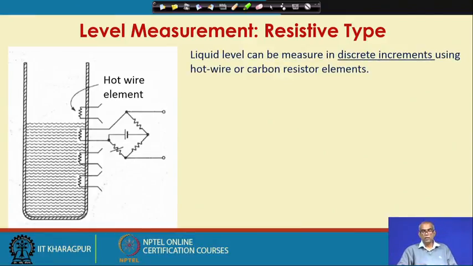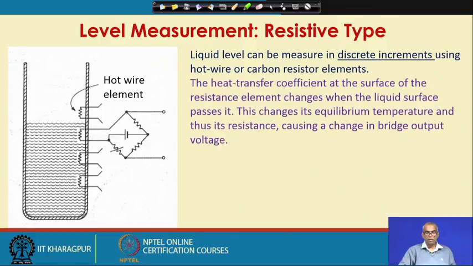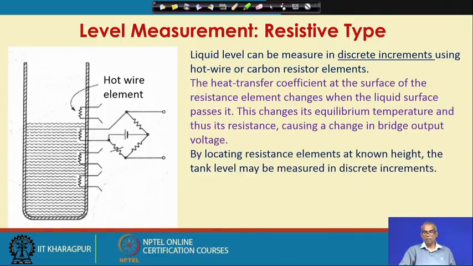Liquid level can be measured in discrete increments using hot wire or carbon resistor elements. The heat transfer coefficient at the surface of the resistance element changes when the liquid surface passes it. This changes its equilibrium temperature and thus its resistance, causing a change in the bridge output voltage. By locating resistance elements at known height, the tank level may be measured in discrete increments.